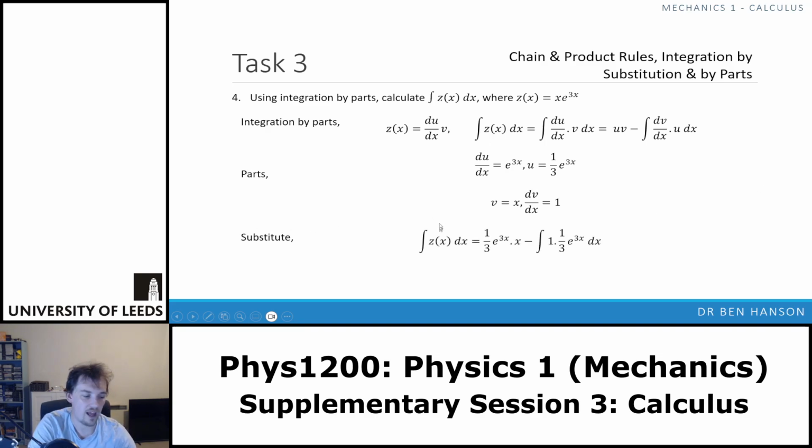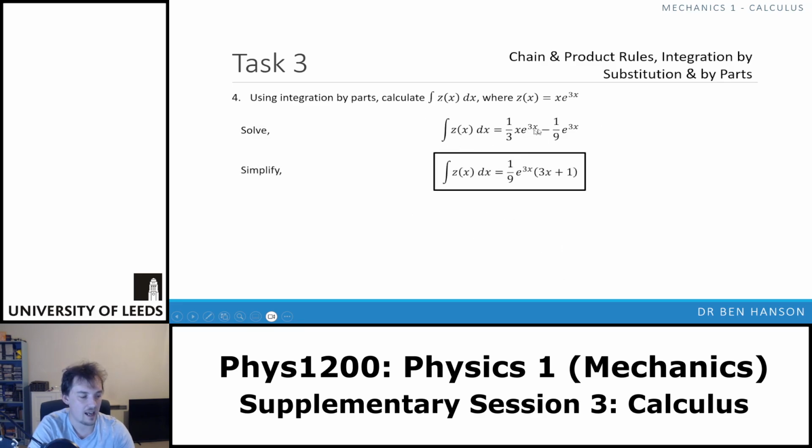So let's substitute all that in now. The integral of z of x is uv minus the integral of dv by dx times u. So u times v minus the integral of dv by dx times u. This is still an integral, but now it's something that we can actually integrate without doing it by parts. We can just integrate it, no problem. So let's solve it. This bit stays as it is, a third x e to the 3x. Integral of this, we just bring down another one of those powers. So now it's 1 over 9 e to the 3x.